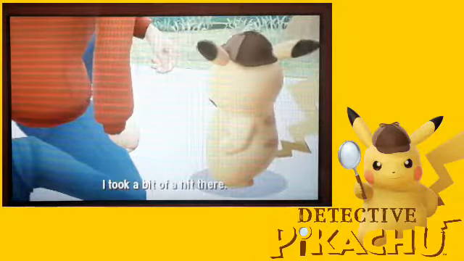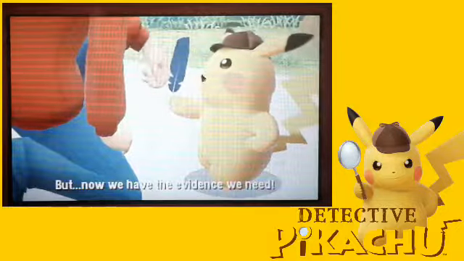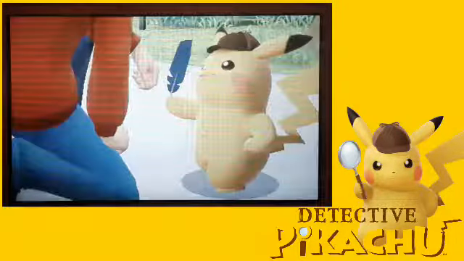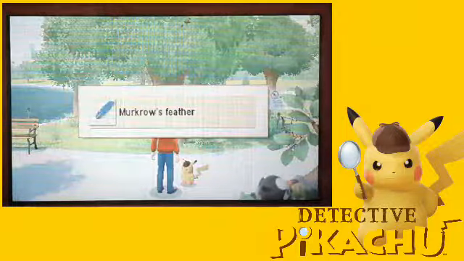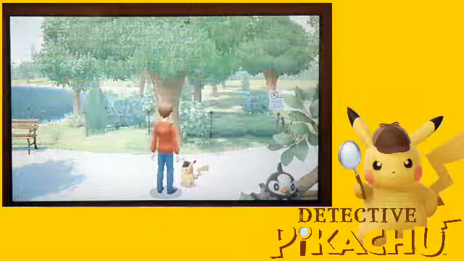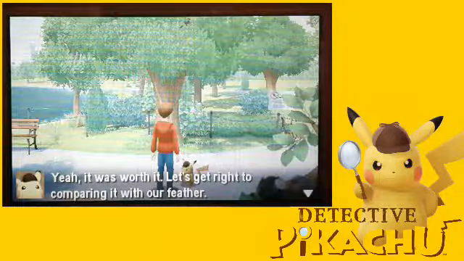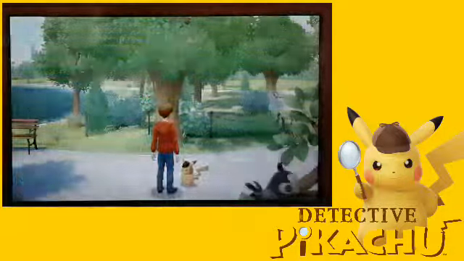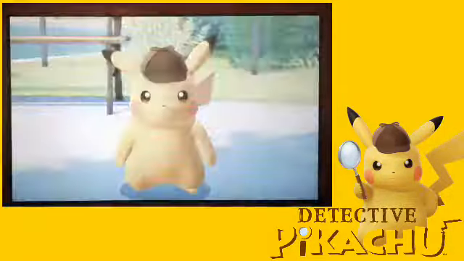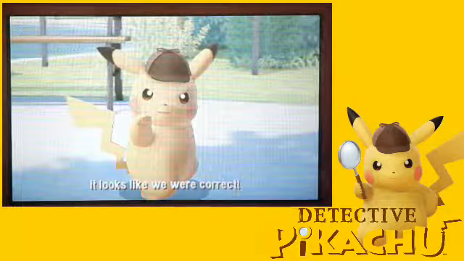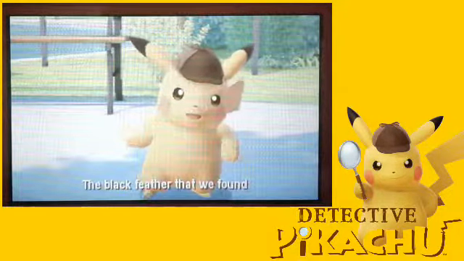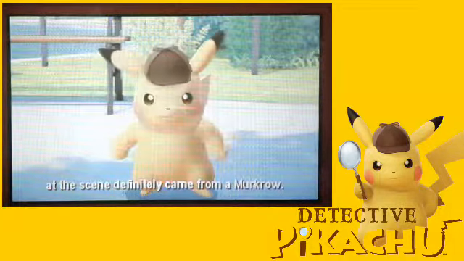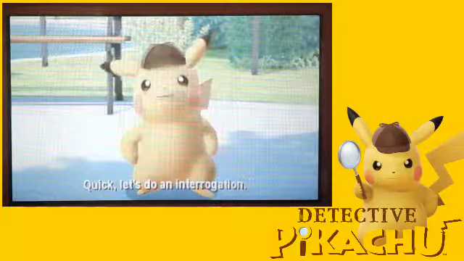I took a bit of a hit there, but now we have the evidence we need. Murkrow's feather. Nice work. Yeah, it was worth it. Let's get right to comparing it with the other feather. It looks like we were correct. The black feather that we found at the scene definitely came from a Murkrow. Quick, let's do an interrogation.